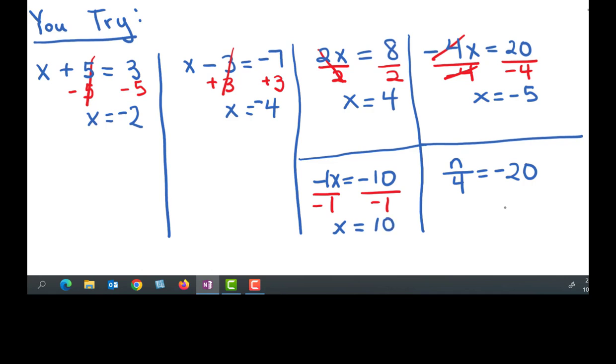And our last one there, n is divided by 4. To reverse a division, you multiply. So you're going to multiply by what you were dividing by. So multiply by 4. Same thing on both sides. This one cancels, leaves us n equals, and this will be a negative 80.